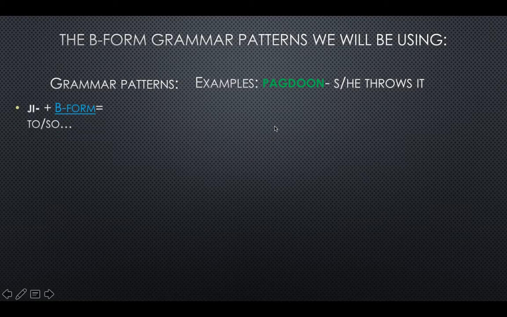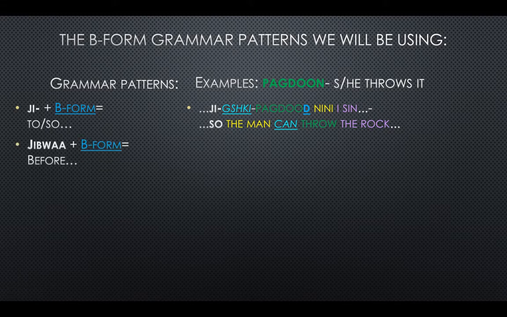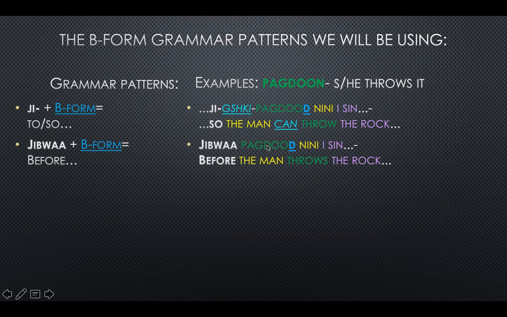All right. So j plus B form means to or so. So again, there's a dash there, meaning that the verb follows right after j. Just like in our example, jigshke pug dot nene sin. So the man can throw the rock. So shke is our preverb, meaning can or able to, and it's highlighted in light blue here and underlined. And this one's italicized as well. Jibwa plus B form means before. So Jibwa pug dot nine isin, before the man throws the rock.